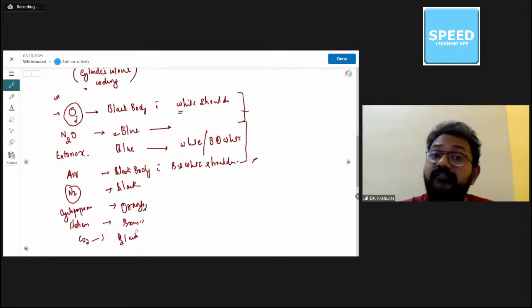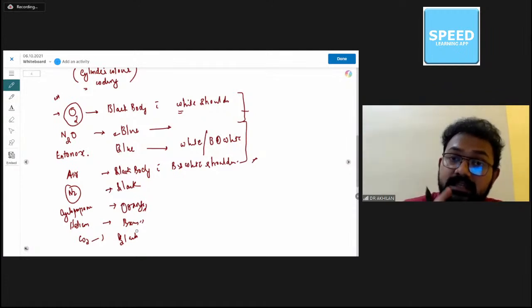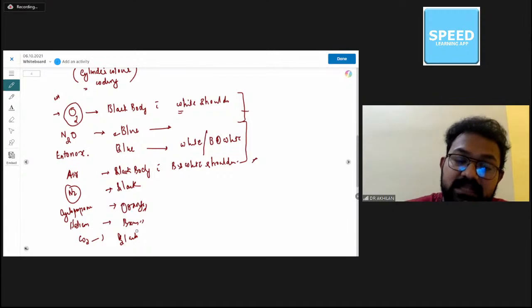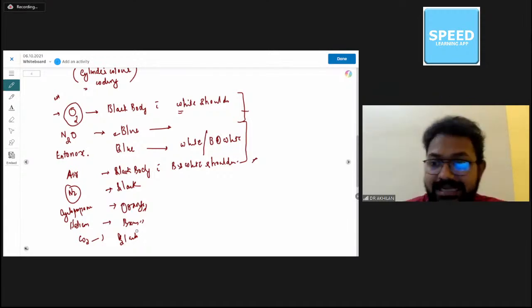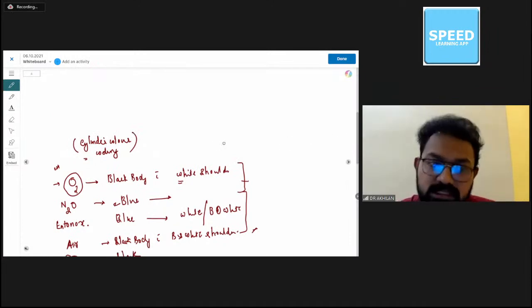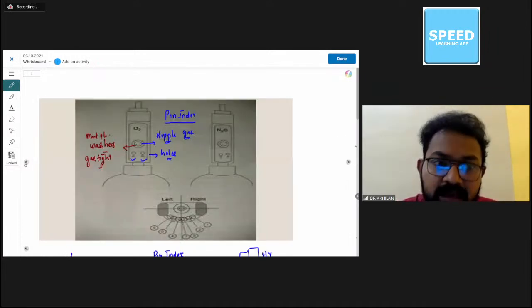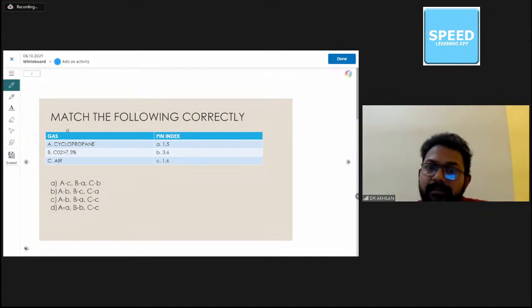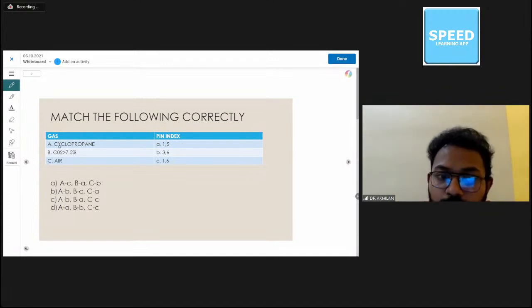So I discussed a lot of factual questions from the topic of your cylinders. I discussed the pin index system. I discussed your particular color coding as well. And that will cover all the MCQs which can come out of your oxygen cylinders for your INICET exam. Now let me take you back to the question. Match the following correctly.